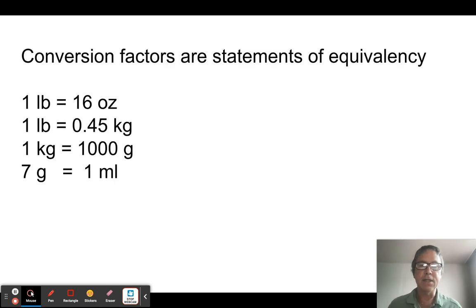So the idea is to use dimensional analysis, that you have to know a certain number of conversion factors. And you'll usually be given these, although there's some you need to memorize. I'll talk about that in a minute. But basically, if we're told 1 pound equals 16 ounces, or 1 pound equals 0.45 kilograms, or 7 grams equals 1 milliliter, if I have a conversion, a statement of equivalency, then I can proceed to use dimensional analysis to convert from one unit to another, which is a technique they often want you to demonstrate on the APES test.